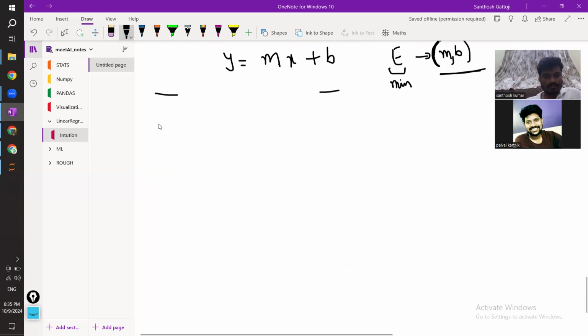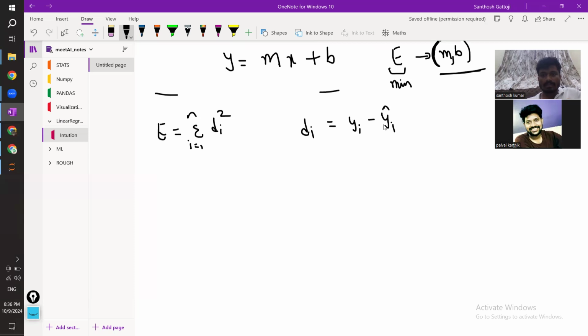Now this will be interesting. You see the equations. So E equal to nothing but summation i equal to 1 to n di square. But over here, di is nothing but yi minus yi hat. Okay, so try to relate with the actual diagrams. di is the error or the distance for one single point.